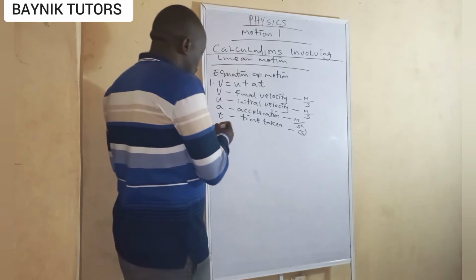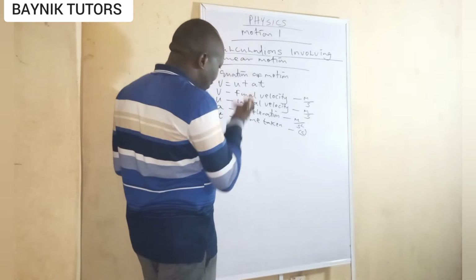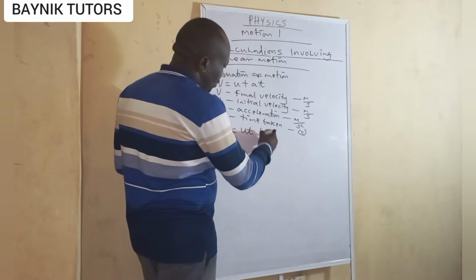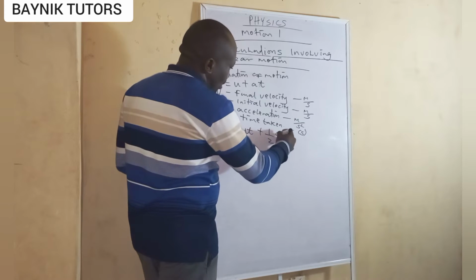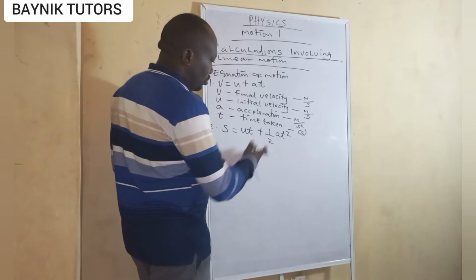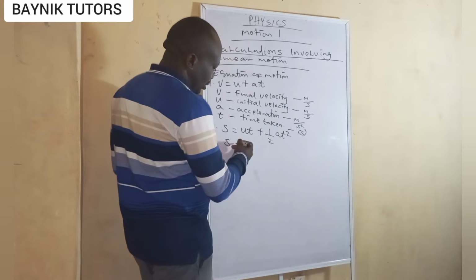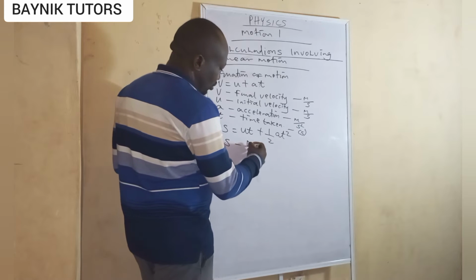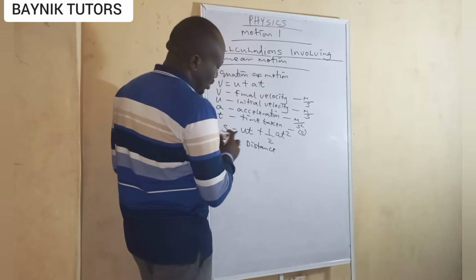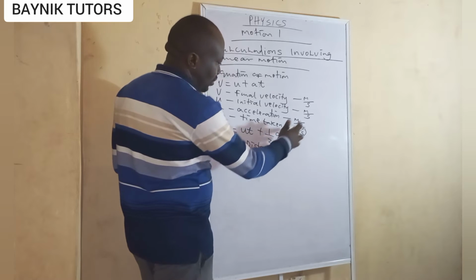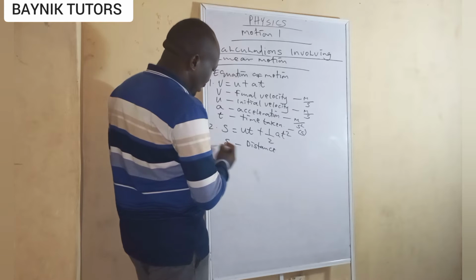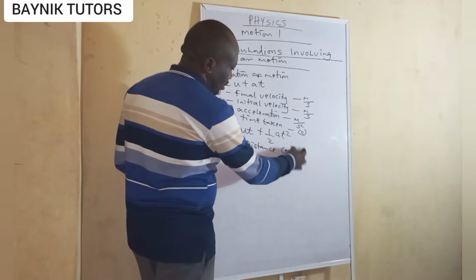Then you have the second equation of motion, where we talk about S is equal to ut plus half at squared. The only thing that is changed here is the distance; the other quantities we already understand. So S is equal to ut plus half at squared, and we must be able to identify that the unit of this is in meters.